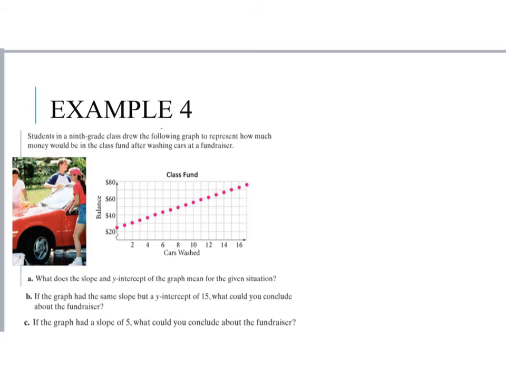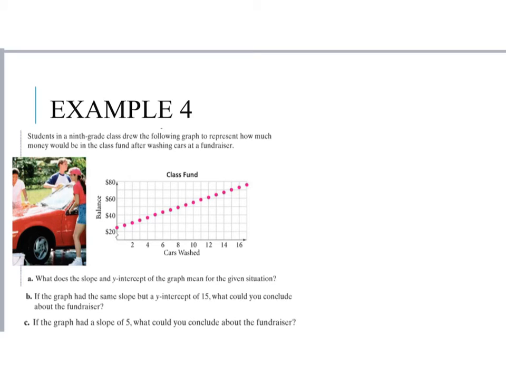So in example 4, it says students in a 9th grade class drew the following graph to represent how much money would be in a class fund after washing cars at a fundraiser. Part A says, what does the slope and y-intercept of the graph mean for this situation?